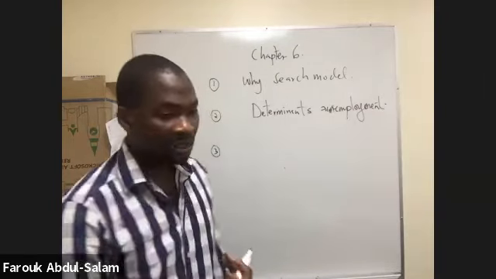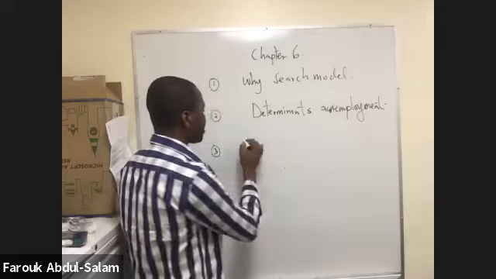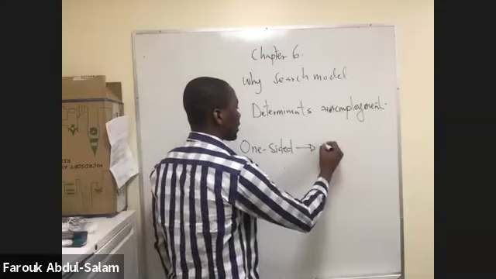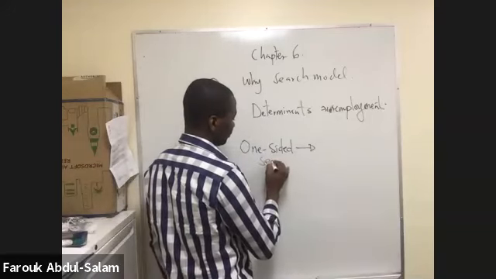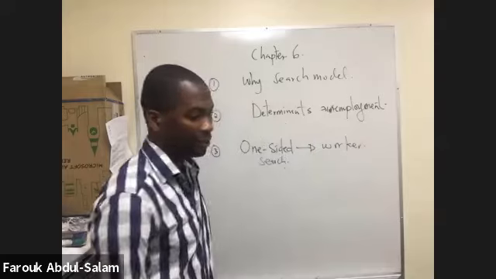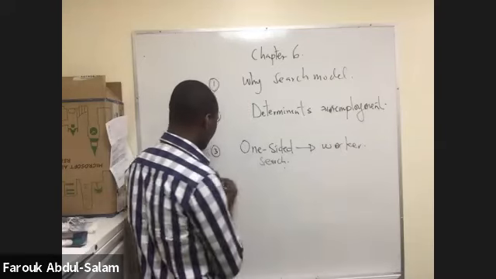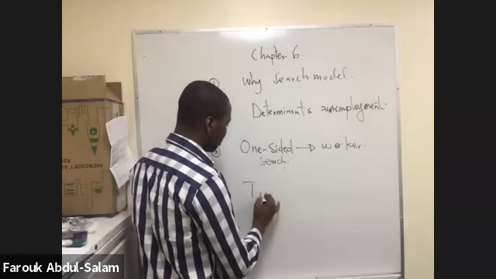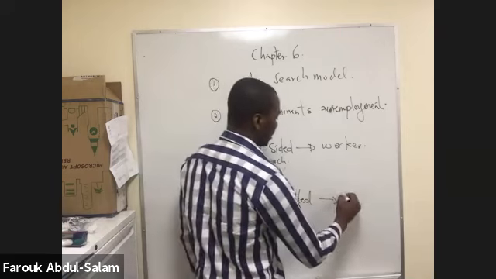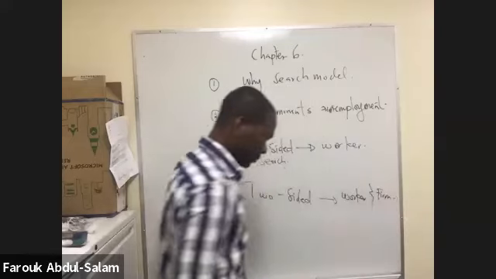Number 3 is where we start looking at the models. The very first model that we will look at is the one-sided search model. Here, we are looking at only the worker. We look at the decision made by the worker in terms of whether he would like to work or not, and let's see the dynamics involved. And lastly, we will look at a two-sided search model. Here, we will look at both the worker and the firm, the decisions that they make and how that affects their wage and unemployment.